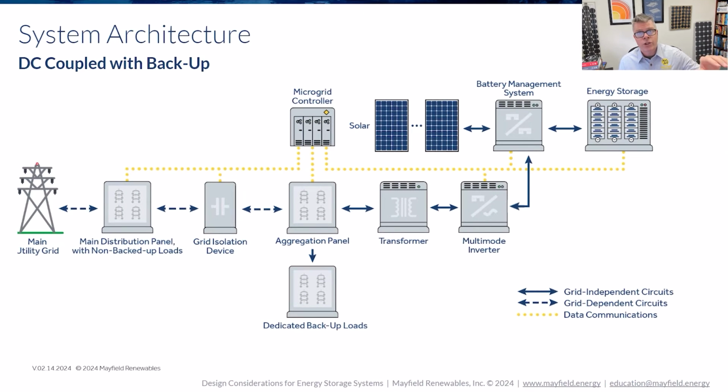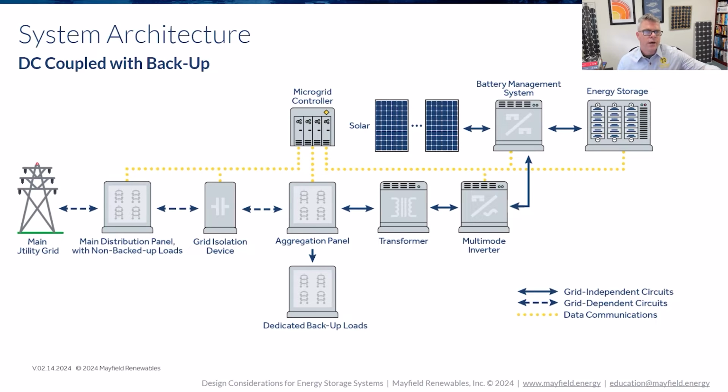So in this case, I'm showing a DC coupled system that has the ability to back up some loads. And so you can see this looks pretty similar to what we were looking at just a minute ago. We have the solar up there at the top going to some sort of battery management system. Think of that as your charge controller, going into the energy storage system. That energy storage system and the battery management system feed, again, another multi-mode inverter. We happen to have typically transformers in for these larger systems, and then we are connecting to our utility.